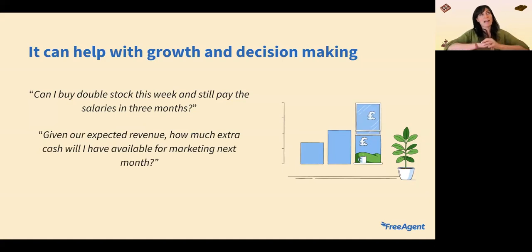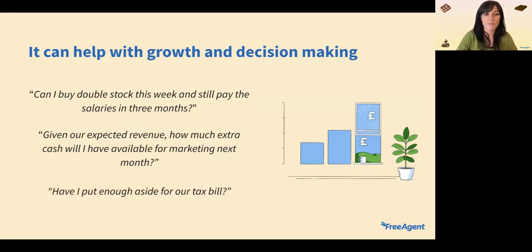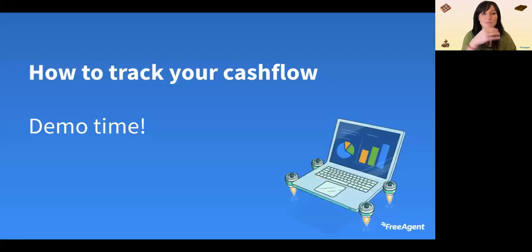Another question, I want you to imagine that a research paper has just come out saying that chocolate is the healthiest food on the planet. I hope that happens. And it's everywhere. It's all over the news. Everyone's talking about it. And more people are buying chocolate. I want to make sure that I've got the marketing out there so everyone knows they can buy their chocolate from me. But how much can I spend on marketing this month and still have enough revenue for my costs later? It can help you with that kind of question. And then, of course, really simple stuff, have I put enough aside for my tax bill?